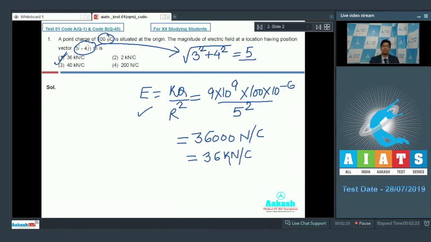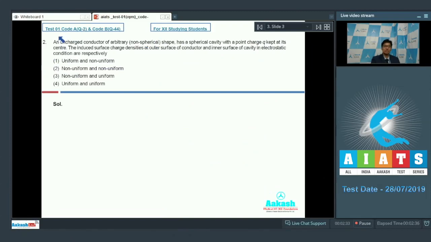Now let us proceed to the next question, which is question number 2. Dear students, question number 2 says that an uncharged conductor of arbitrary non-spherical shape has a spherical cavity with a point charge q kept at its center. The induced surface charge densities at the outer surface of conductor and inner surface of cavity in electrostatic condition are respectively.